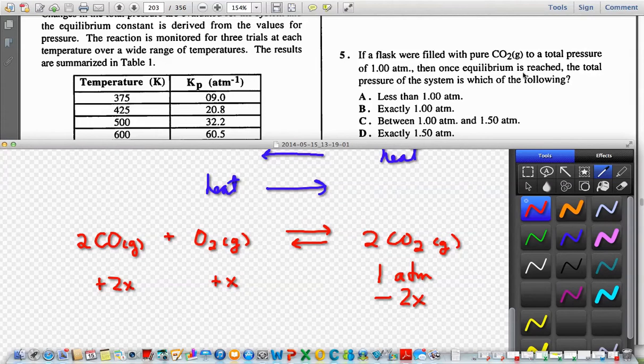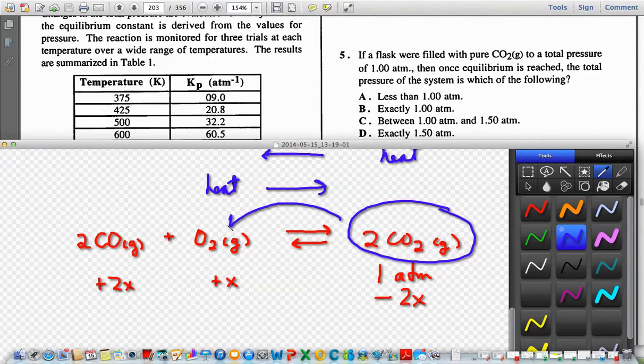I think the key here is they say the total pressure of the system. So let's imagine that all of this was converted to reactants. It's not, but this will give us an upper limit. If all this is converted to reactants, then I would have 1 atmosphere here and half of an atmosphere here. So the max I can make is 1.5.